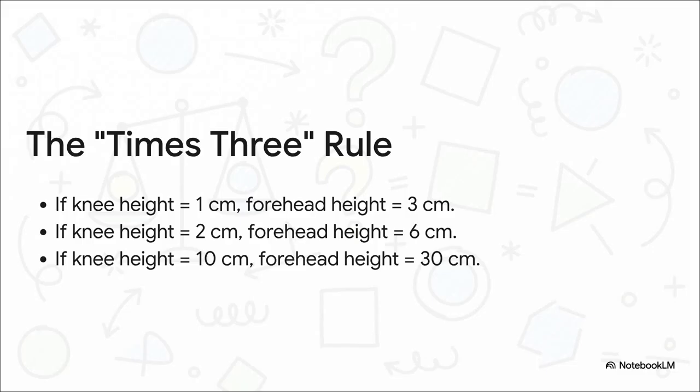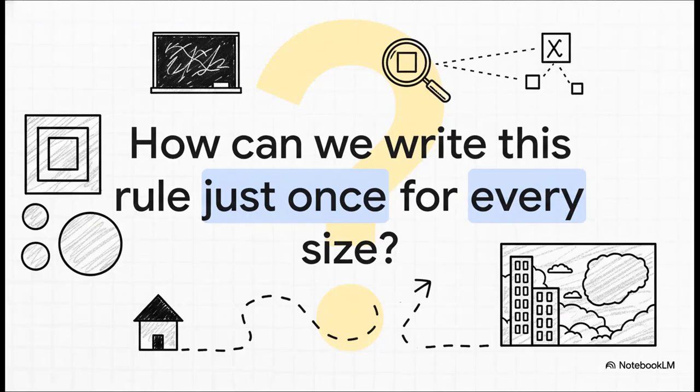So let's see how this actually works. If the knee in your drawing is 1 centimeter high, the forehead has to be 3 centimeters. If the knee is 2 centimeters, well, the forehead is 6. If the knee is 10 centimeters, the forehead is 30. You see that pattern, right? It's always just times 3. But oh my gosh, can you imagine writing this down for every possible size you could ever draw? That would take forever. And this leads to a huge idea.